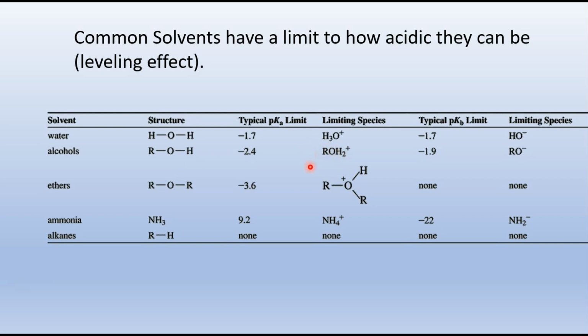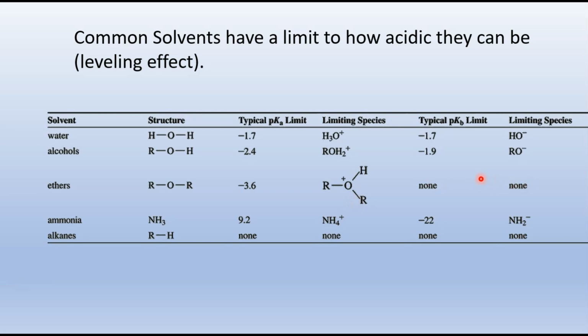Instead of H, R is an alkyl group. That's what chemists use for alkyl groups. I'll have a whole special segment on alkyl groups. Here's an ether, which could have a methyl and a methyl, or ethyl and ethyl. That'll make sense later on. And the oxygen has lone pairs of electrons, and that can be protonated. And so here is the limiting acidic species that can exist in an ether solution.